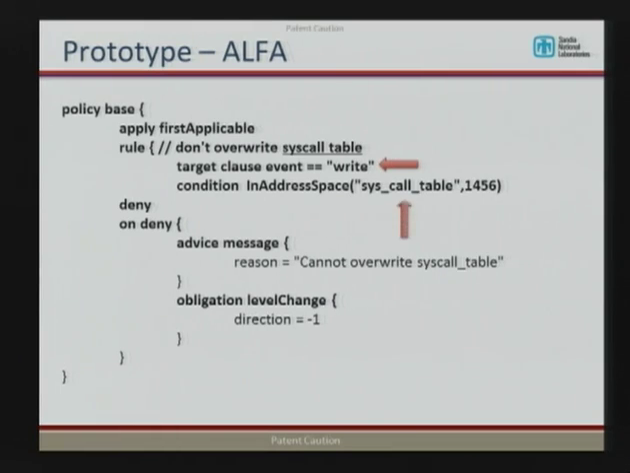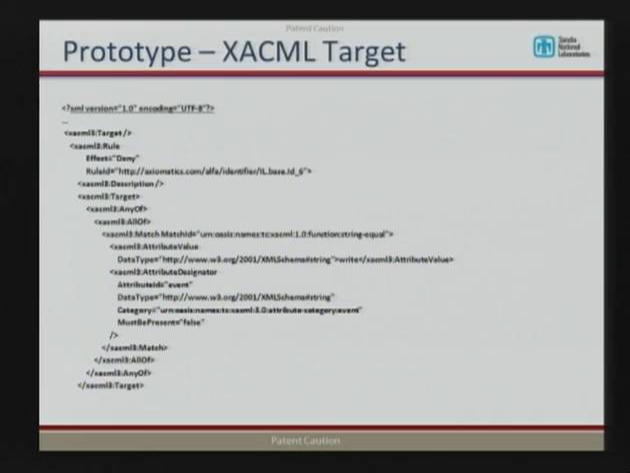So our event is to write. In this case, we just have a string, system call table, but the runtime engine actually converts that to a location in memory based on the system map during initialization. That's really the beginning vector, I'll call it, and then 1,456 bytes after it is what we're going to mark as our region to protect. Deny it, and if you do see it, change the integrity level, in this case by -1. Could be -2, -10, whatever you want it to be. It could be some other mnemonic. We're just using numbers to keep it simple.